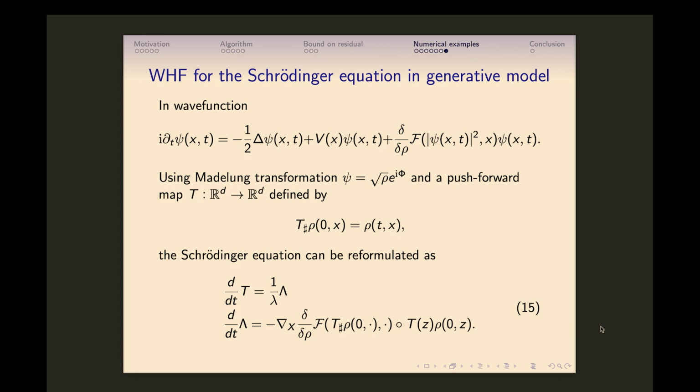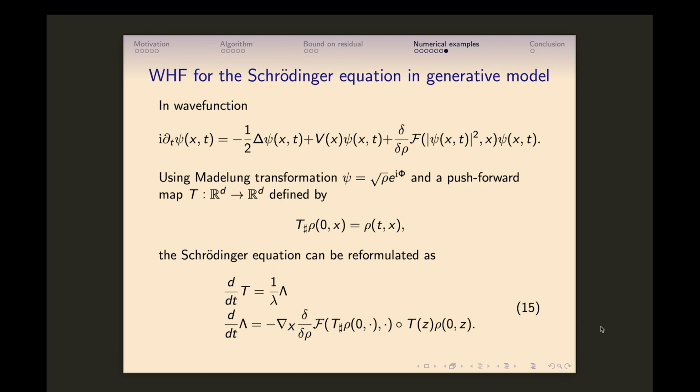For example, the Schrödinger equation, the nonlinear Schrödinger equation. And this is a classical way of writing it. You do the transform, the Madelung transform, and you convert it into these phase and amplitude equations. It becomes a Wasserstein Hamiltonian flow. And if you take that viewpoint and use push forward ideas, then you can write an equivalent formulation, so that the Schrödinger equation is mathematically equivalent to the original one in this form.